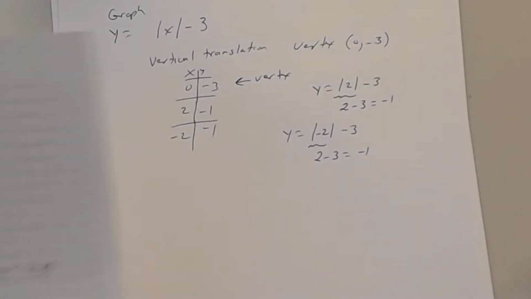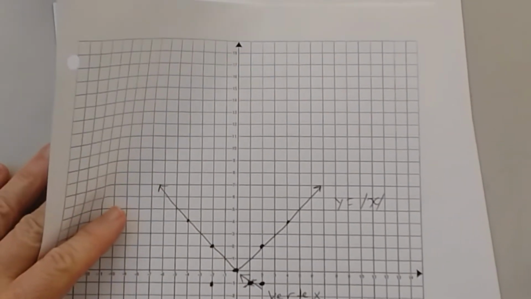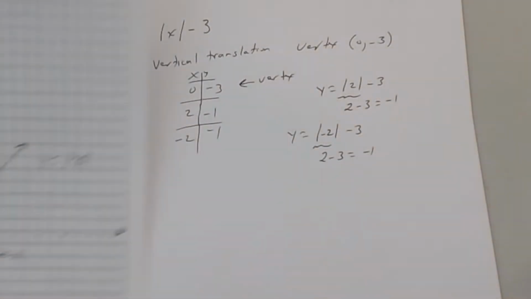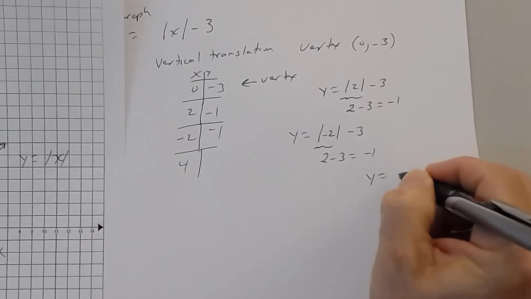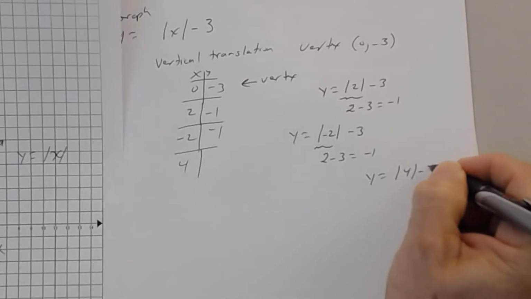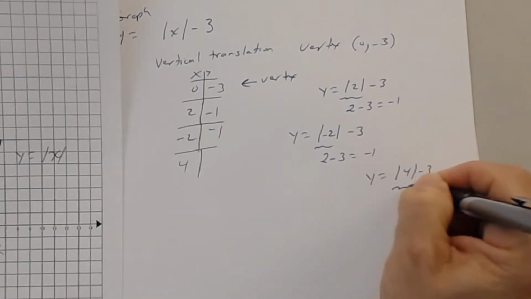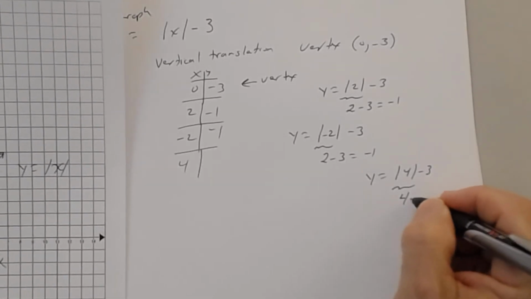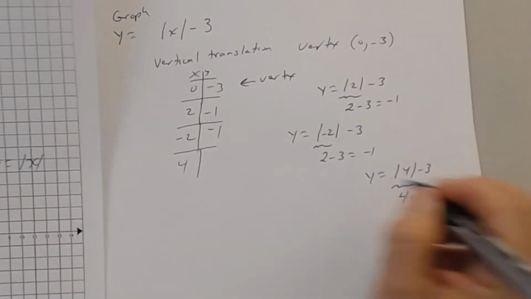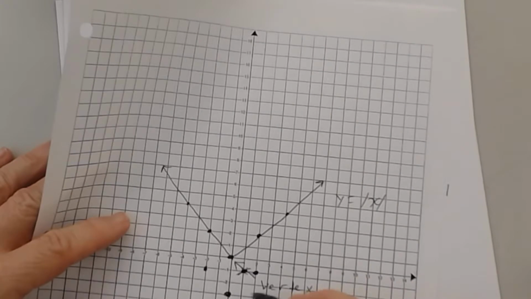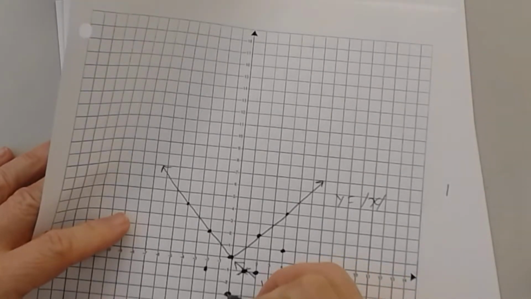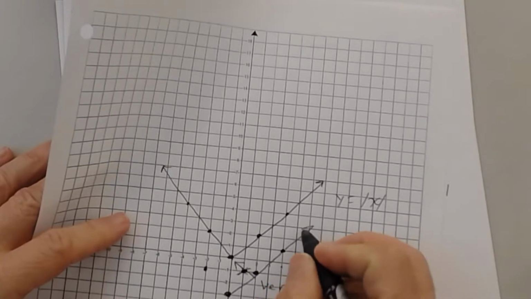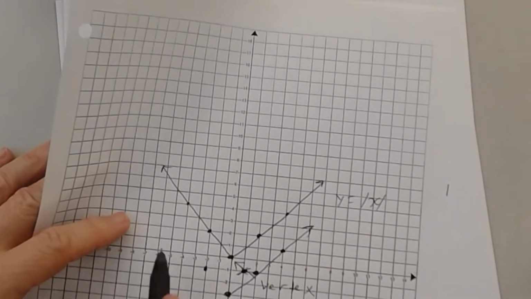Okay, give me one more x to the right of the vertex. 4. If x is 4, I get y equals the absolute value of 4 subtract 3. What's the absolute value of 4? And what's 4 minus 3? 1. So 4, 1. So I get this right here. So far I know that this part of the graph looks like this, right? So let's do the other side.